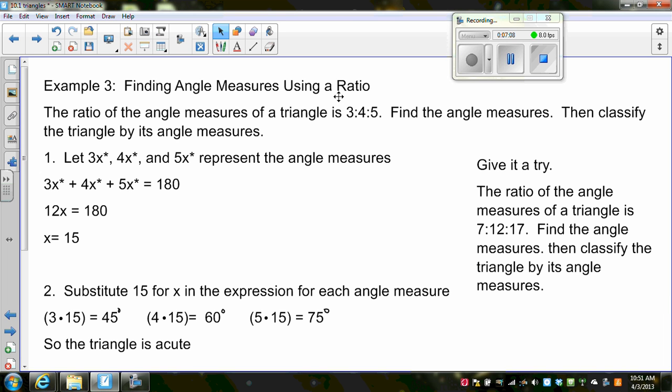So what I'd like you to do is use the same example, but figure out what type of triangle it is and the measurements of the angles for a triangle that has a ratio of 7, 12 to 17. So complete that and bring it with you to class tomorrow, and that's all for tonight's lesson.